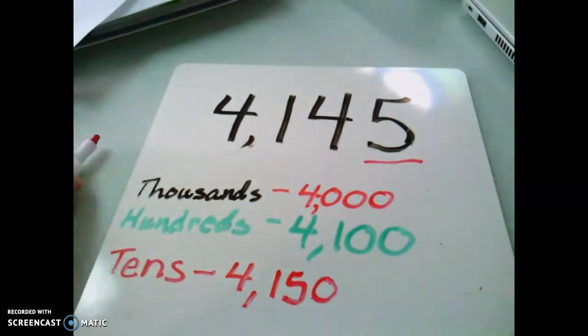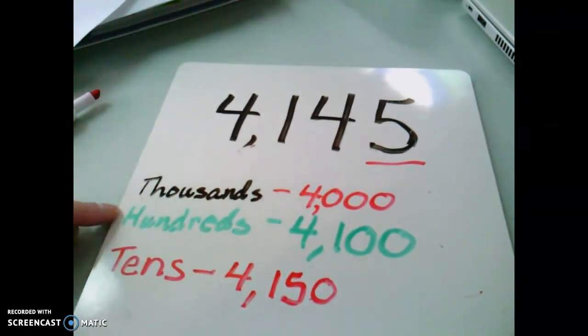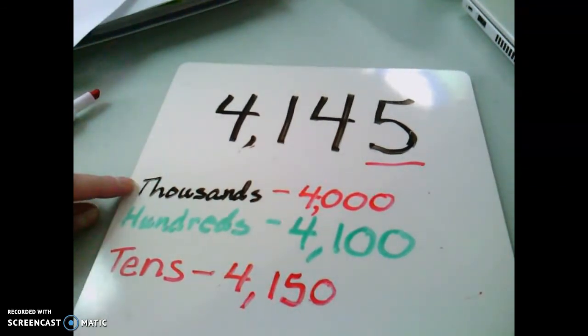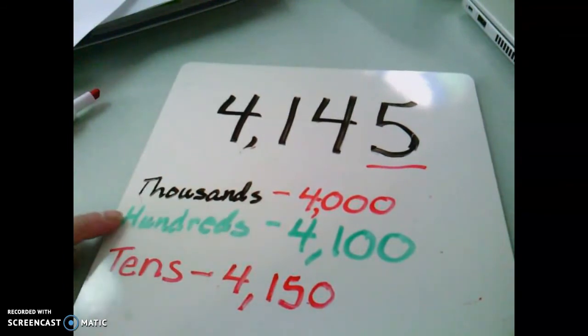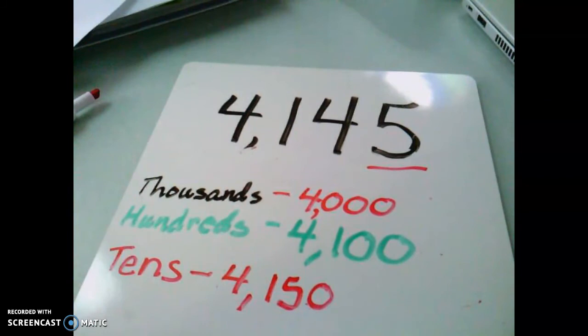So I can take one number, 4,145, and round it in 3 different ways. If I round to the thousands, it's 4,000. To the hundreds, it's 4,100. To the tens, it's 4,150. Now I would like you to do the problems on the next slide.